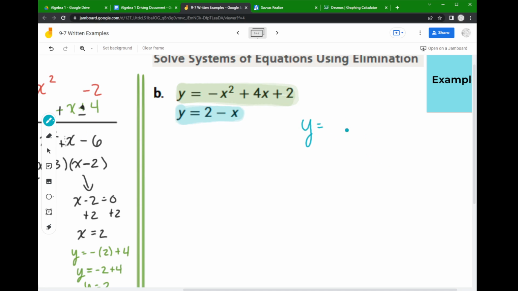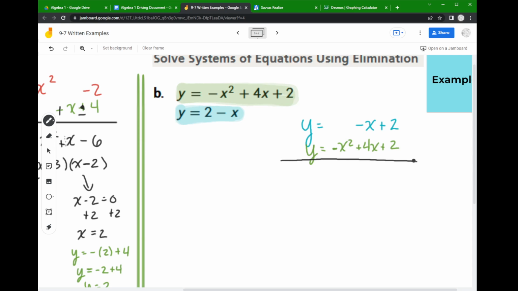And when I'm writing the blue one out, I don't have an x squared term with this linear function. So I'm leaving a space where the x squared is. And I'm rearranging the x and the 2. Then our green one, I'm just going to write it exactly as I see it because it's already in standard form. And then I'm ready to subtract my two equations.